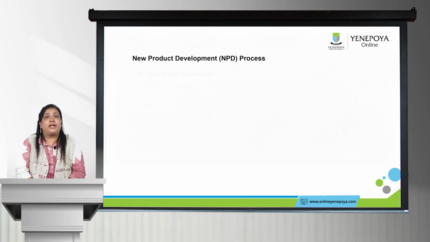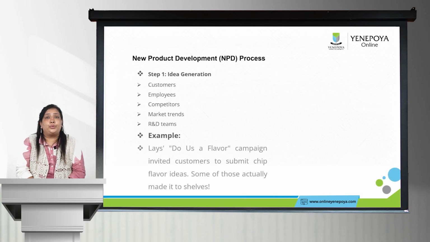The first stage is idea generation. This is the brainstorming stage. Ideas can come from customers, employees, competitors, market trends, and R&D teams. The example is Lay's "Do Us a Flavor" campaign, which invited customers to submit cheap flavor ideas. Some of those actually made it to shelves.